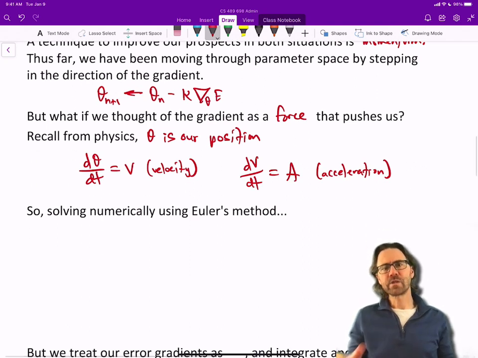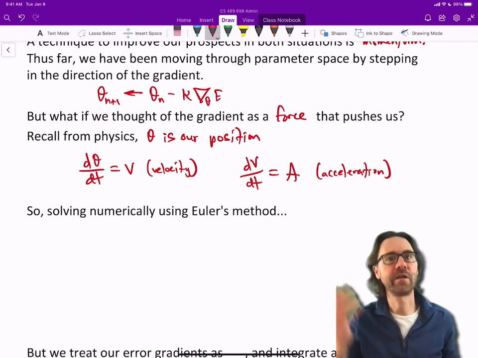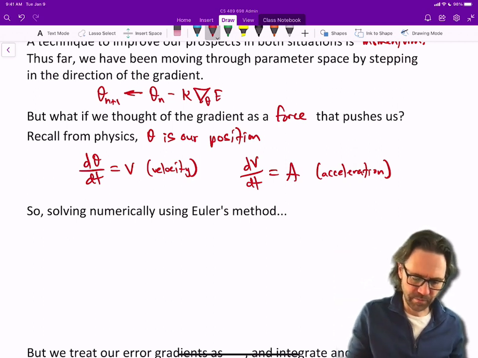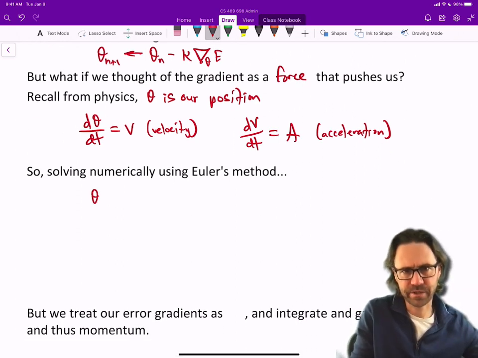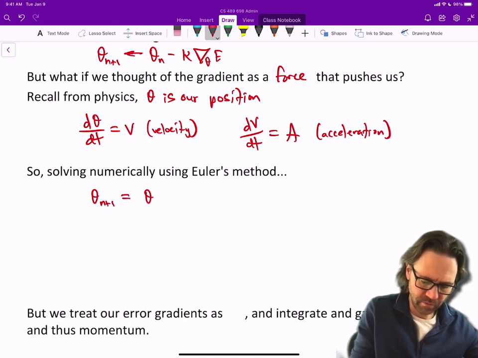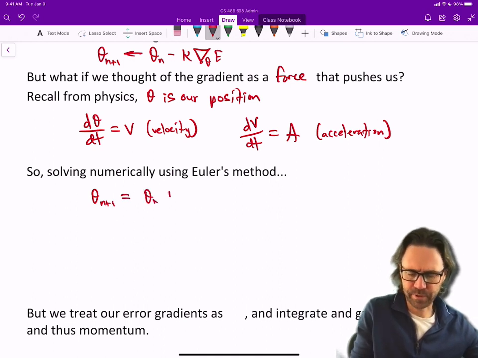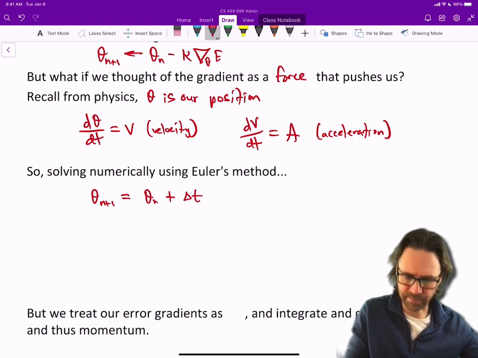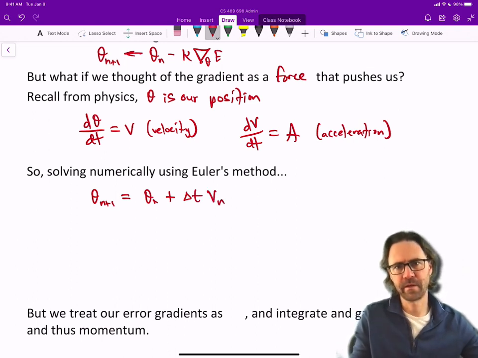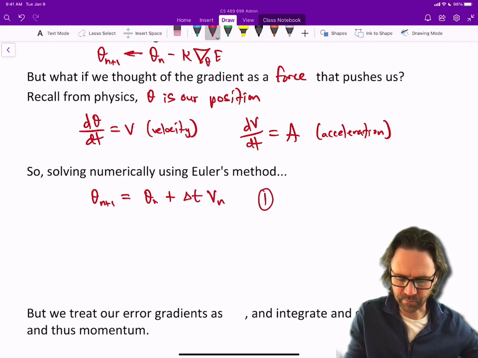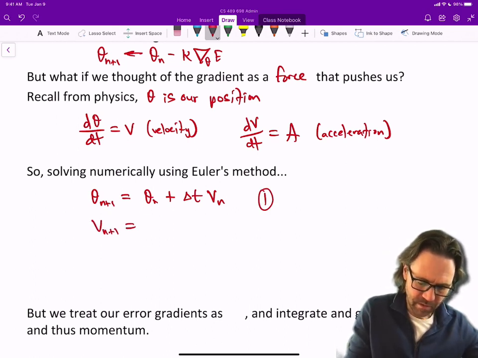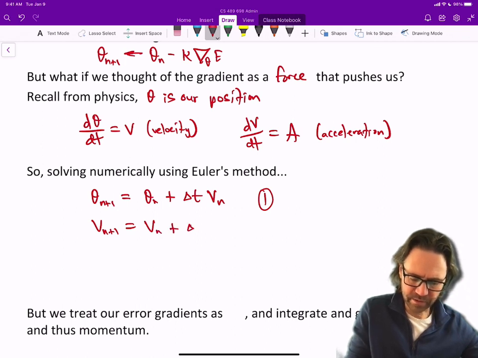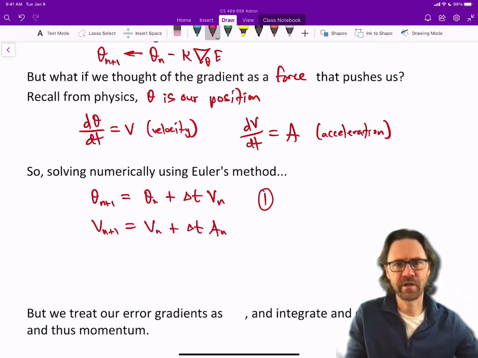Okay, so let's say we had these two differential equations we want to solve numerically using Euler's method. We would say we update our position using our old position plus delta t time step in the direction of our velocity, and we'll call this equation 1. And now we update our velocity as our old velocity plus a delta t step in the direction of our acceleration.